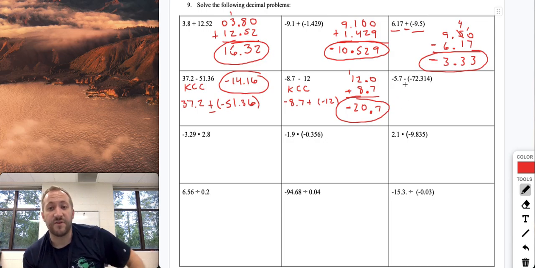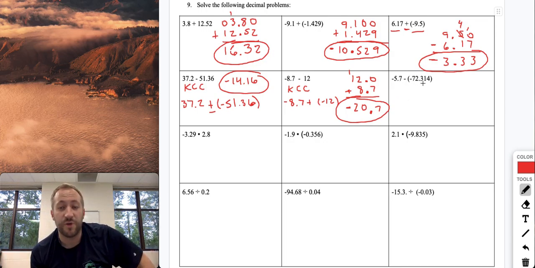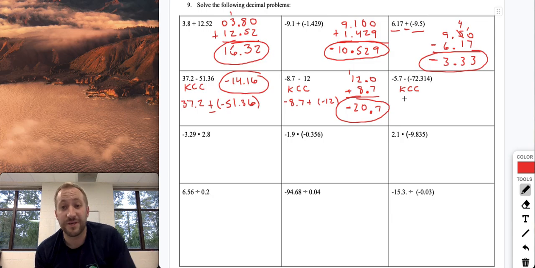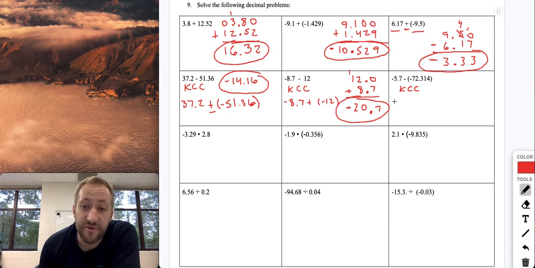Negative 5.7 minus negative 72.314. Now, if you don't rewrite this using that keep, change, this could really confuse you. It could really mess you up. So keep the first number, negative 5.7. Subtraction becomes addition, and change the sign of the second number. This is now positive 72.314.